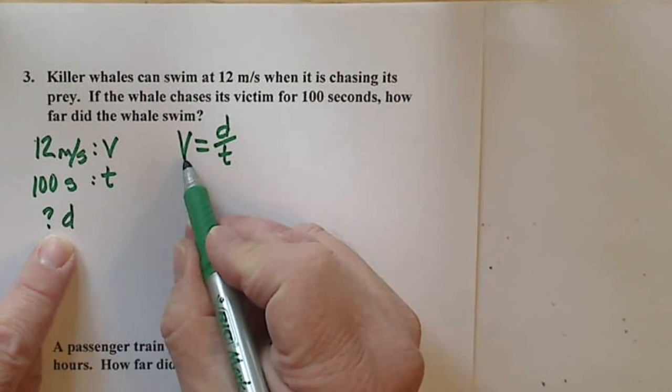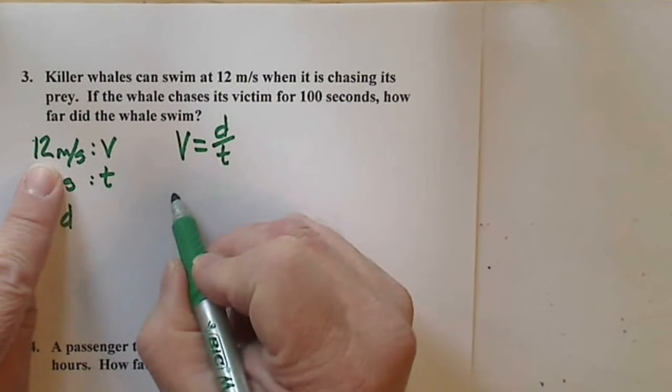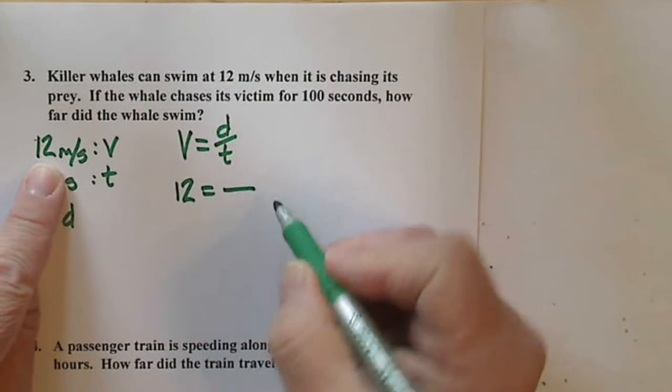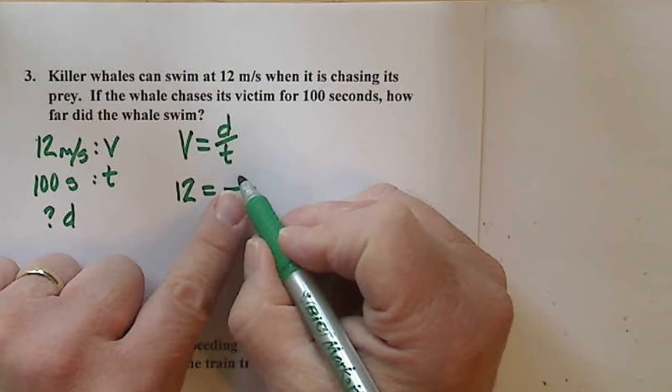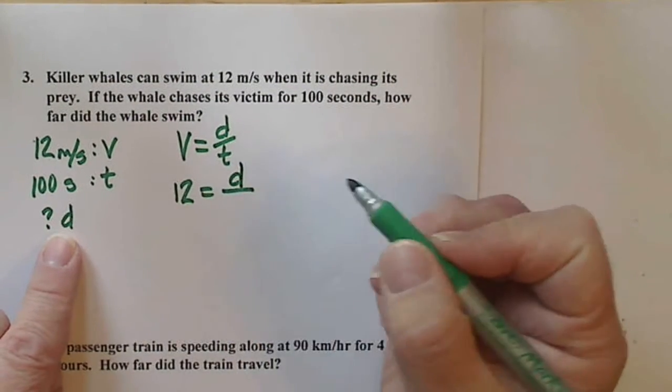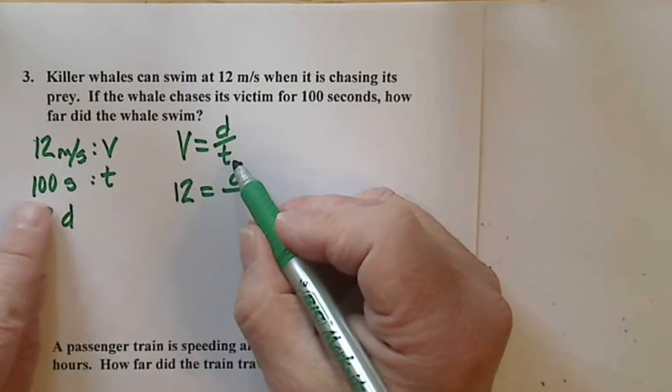Now your velocity v, we got that one. That one's 12 this time. Then we got our fraction over here. Now the d up here, that's what we don't know. So we're going to leave d right there in the formula. And then t down here is 100.